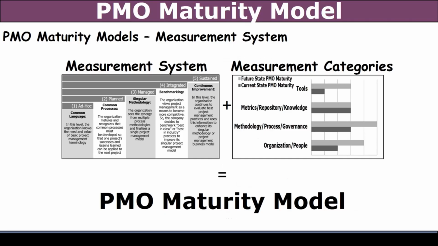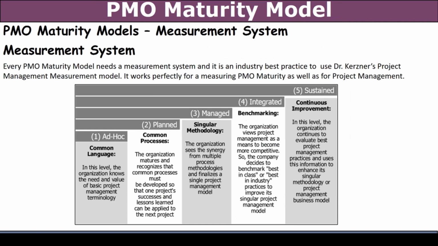So what's a model look like? Well, there's really 2 major components to a model. There's a measurement system and measurement categories. When you marry those two together, you get a PMO maturity model. It's that simple. Measurement system plus measurement categories equals a PMO maturity model. Make sense? Yeah, it's really that simple. So let's break these down.